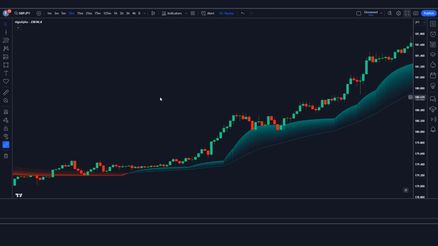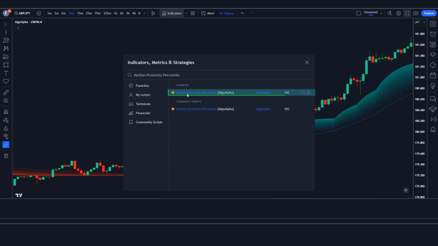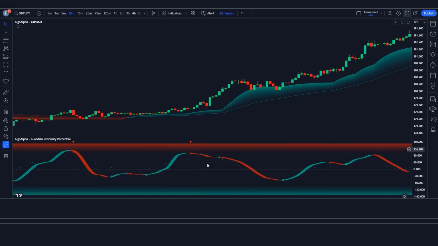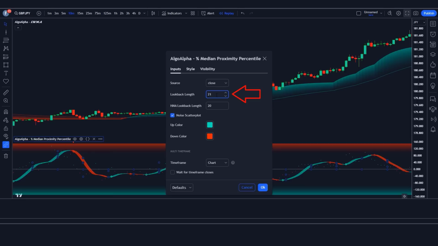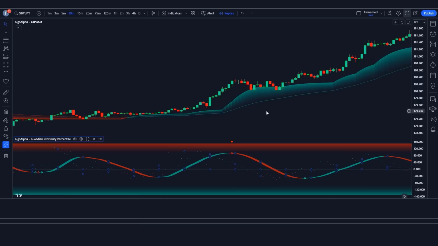After that, we have to apply another indicator on the chart. We will search median proximity percentile in the search box of TradingView. After that, we have to click on the median proximity percentile option, in which we have to change some settings. We have to change this lookback length option from 21 to 25. We have to change this HMA lookback length option from 20 to 50. Now our setup is ready.